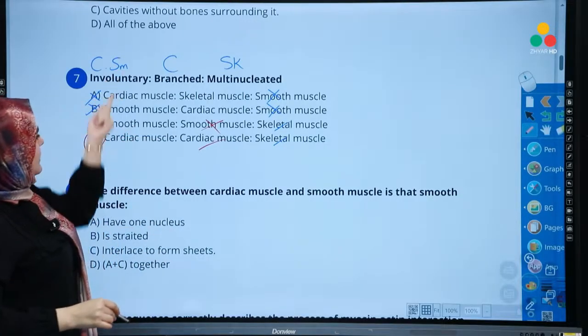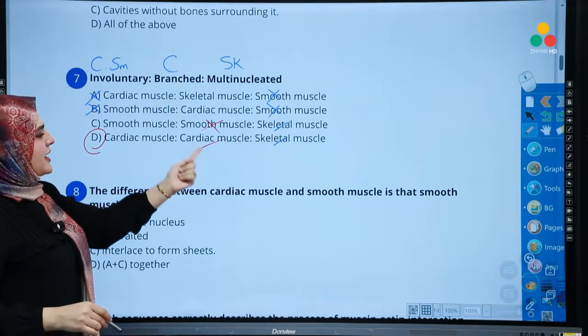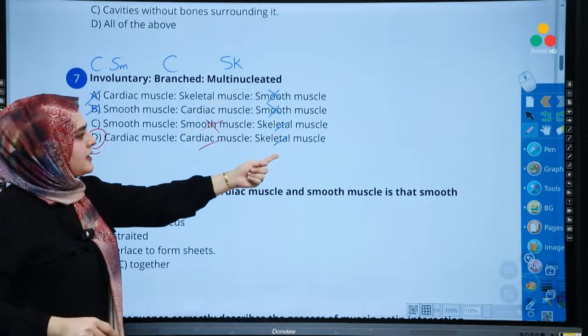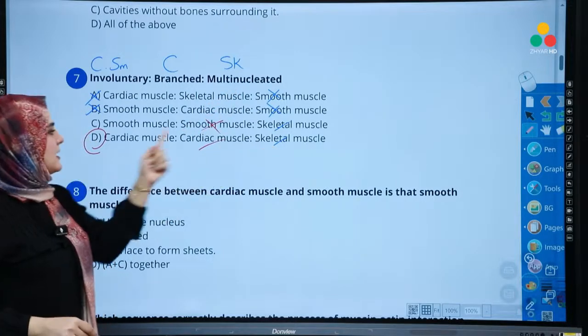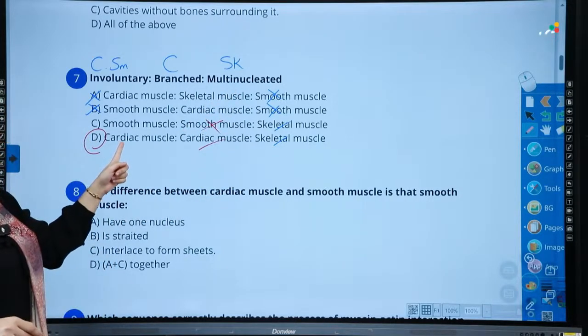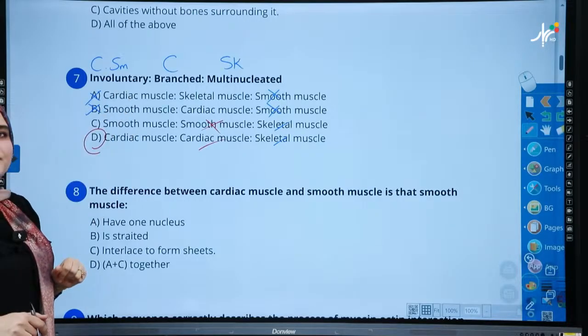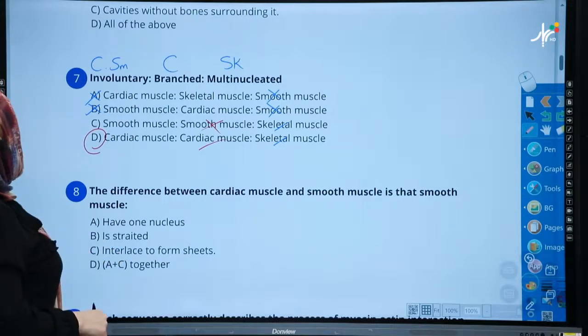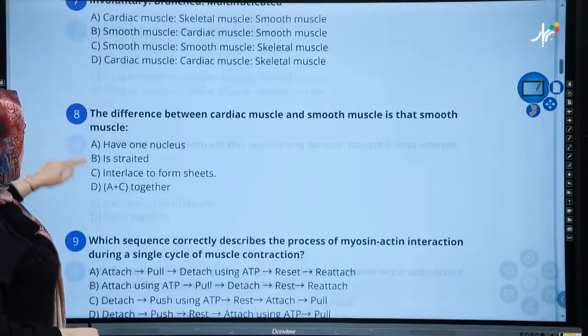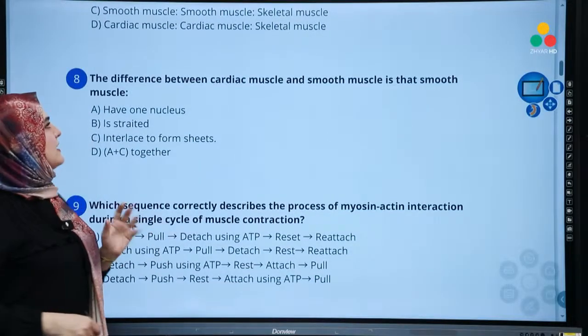My answer is that involuntary like cardiac muscle, branched like cardiac muscle, multinucleated like skeletal muscle. Even if I switch this with a smooth muscle, it's going to work. We don't have any problem because it's still an involuntary. Okay? Good. Let's move on to question 8.